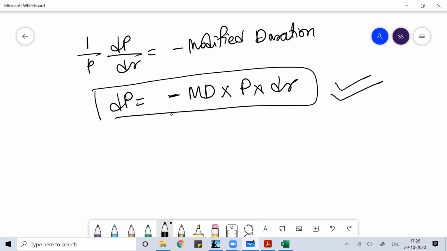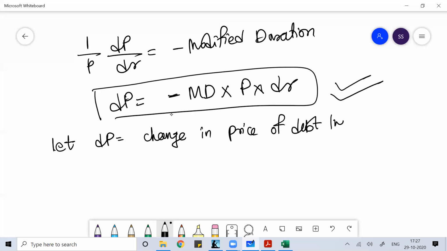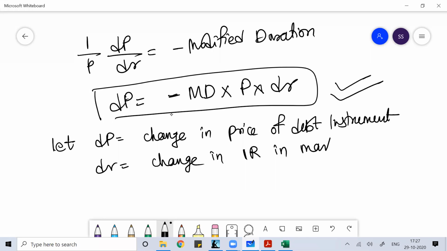Okay, so what is dP? dP means the change in the price of the debt instrument. What is dR? dR basically means the change in the interest rate in the market. What is P? P is the price of the bond. What is MD?